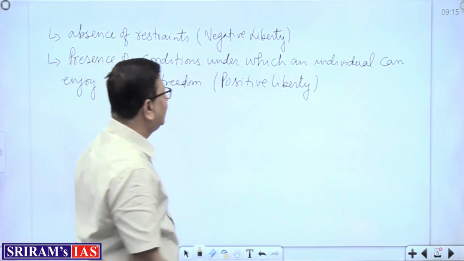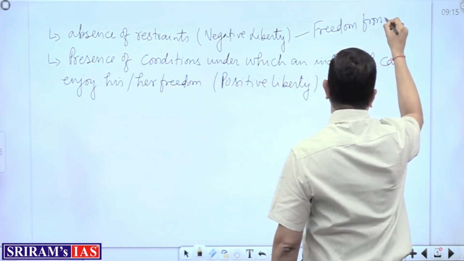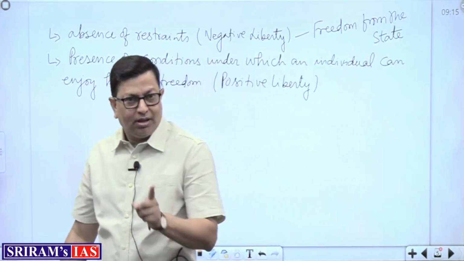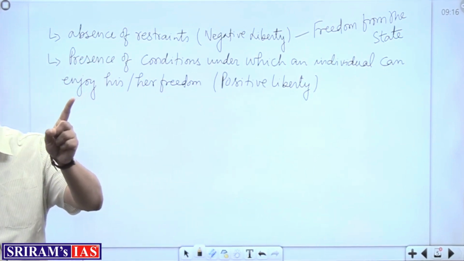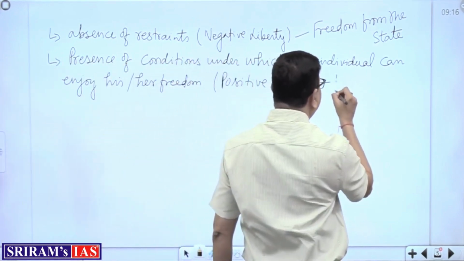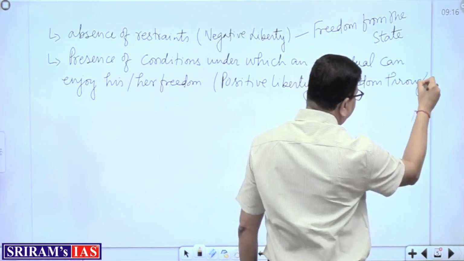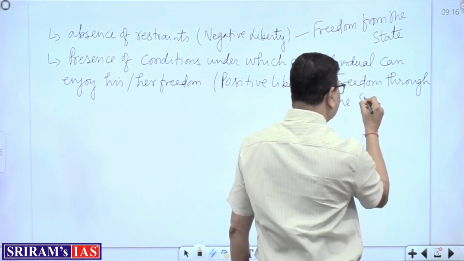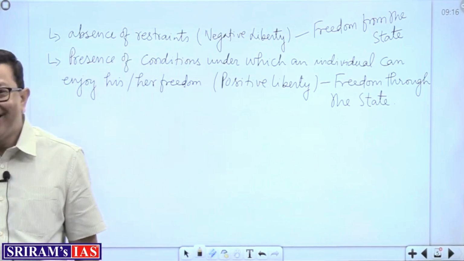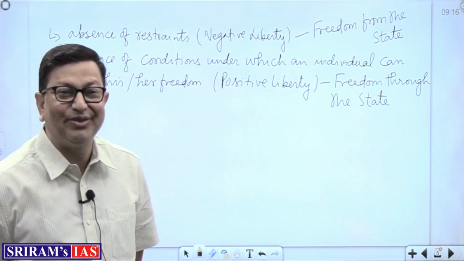In the first point it was freedom from the state. The farther away you are from the state, the more free you are. Here it is freedom through the state. It is freedom through the state, meaning the state will provide the conditions under which an individual can enjoy his freedom.